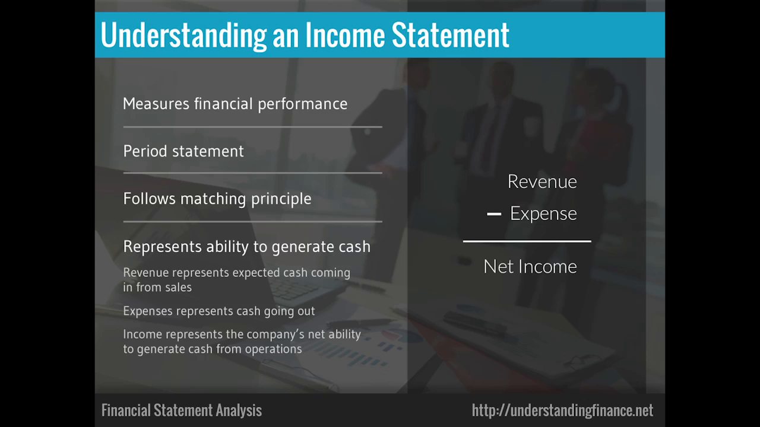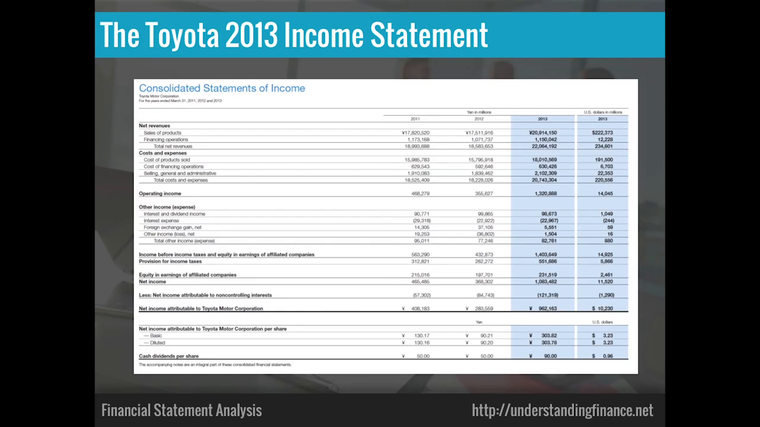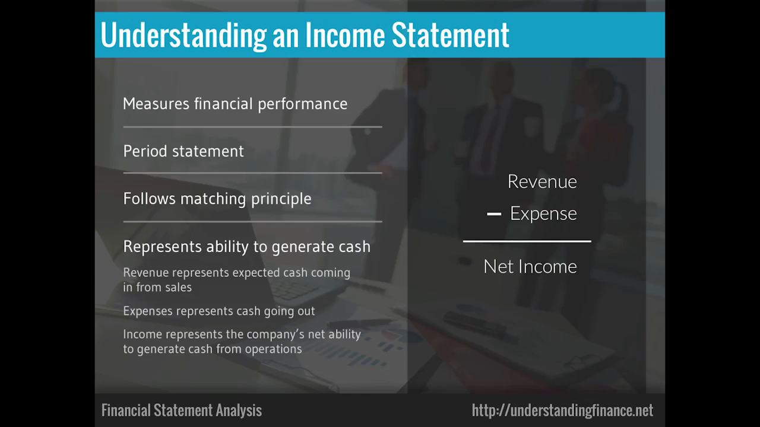And what you have to understand is the income statement is what's called a period statement, which means it looks at all the activity over a period of time. Now, the Toyota statement is an annual statement, but it can also be a quarterly statement or even a monthly statement. Typically, for internal purposes, it's monthly. For external purposes, quarterly or annually. And it looks at all the activity that occurs during the period of time.